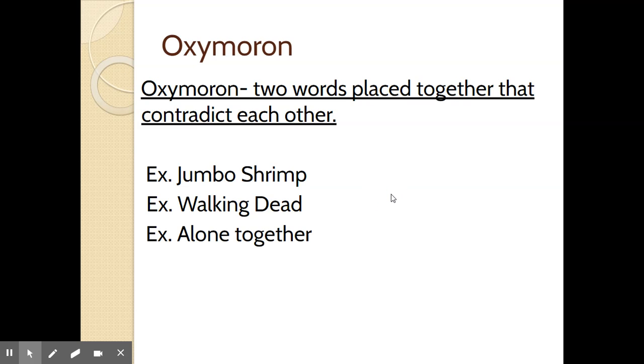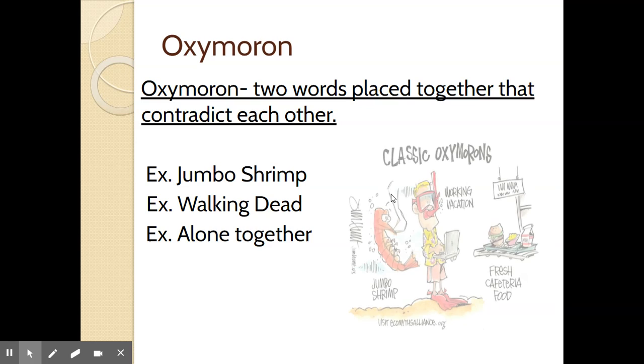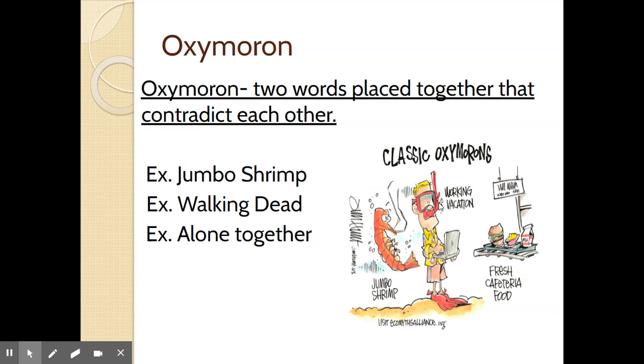Another example would be alone together. You can't technically be alone and be together. It doesn't make any sense. Another classic oxymoron would be working vacation. It doesn't really work. If you're on vacation, you shouldn't be working. That doesn't make any sense.